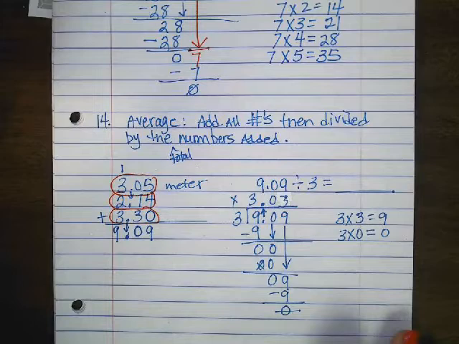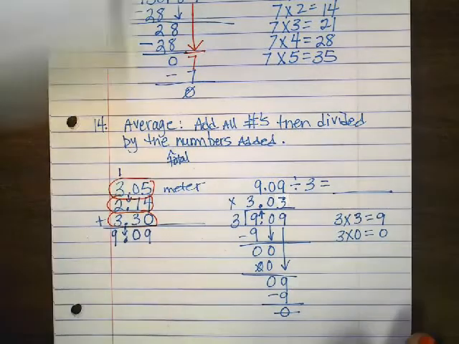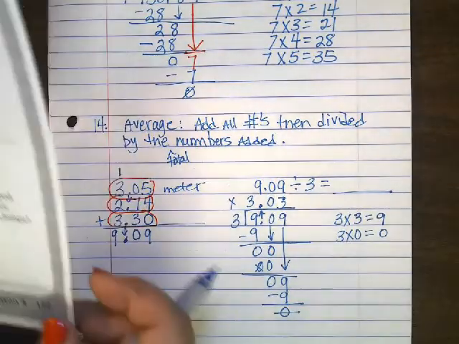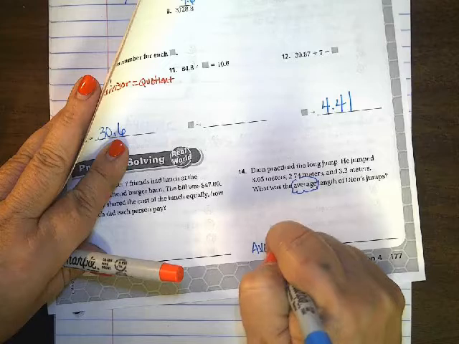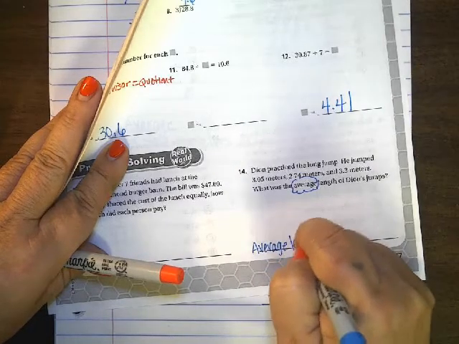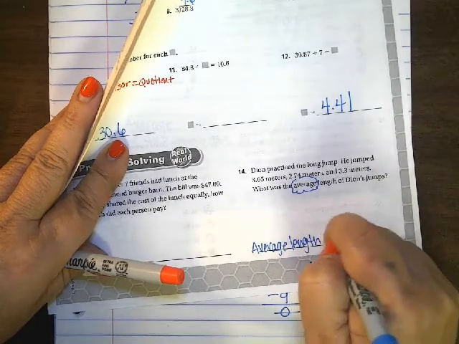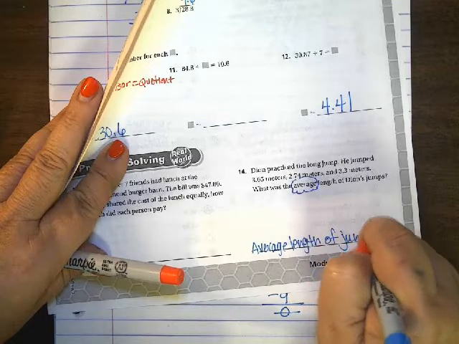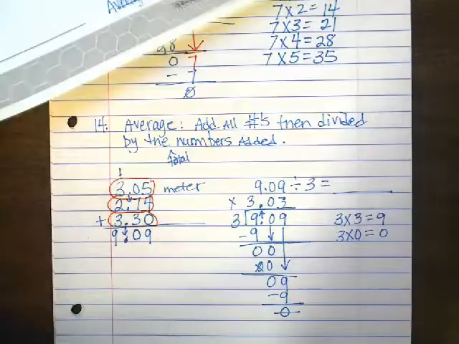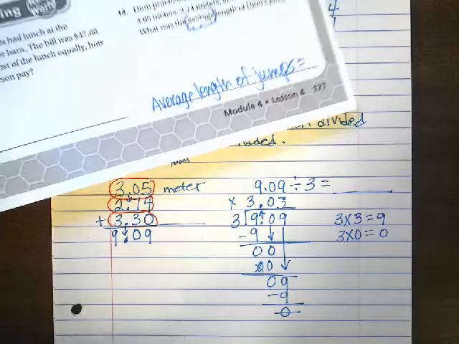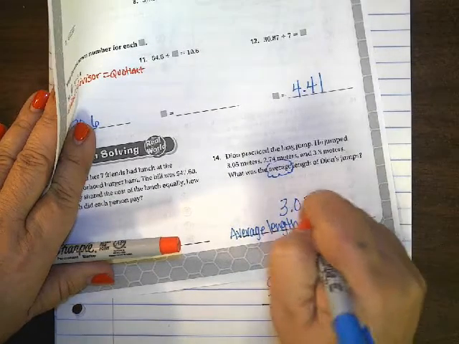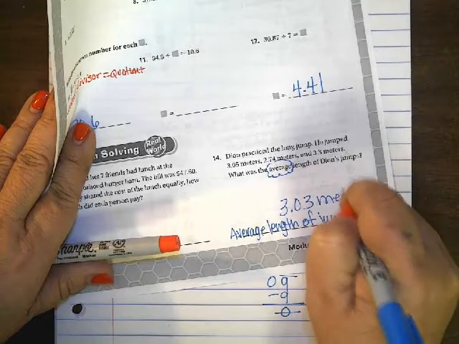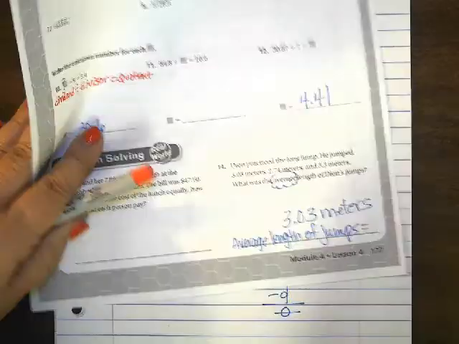So the answer to this one, his average length of jumps, I'm going to write down, average length of jumps equals 3 and 300 meters. I cannot forget my unit of measure because that's how he did it.